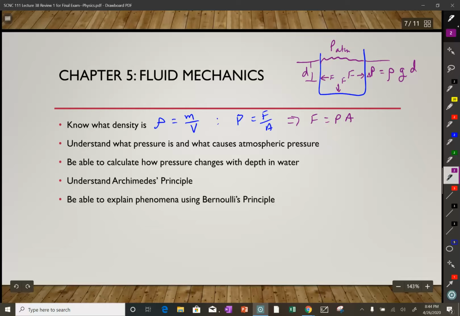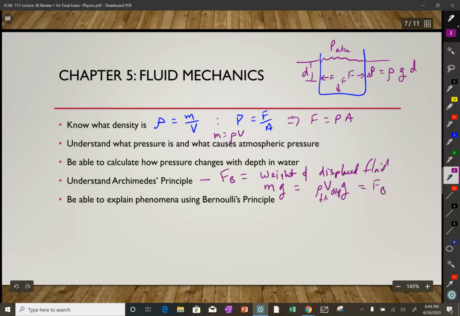Archimedes' principle was that the buoyant force is equal to the weight of displaced fluid. Now, weight we learned was mg, but since density is mass over volume, then mass is equal to density multiplied by volume. So that's equal to density times volume times g. That's the density of the fluid and the volume displaced. And so that's what the buoyant force is.